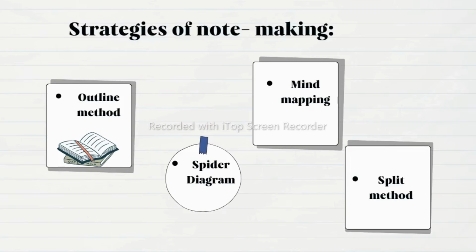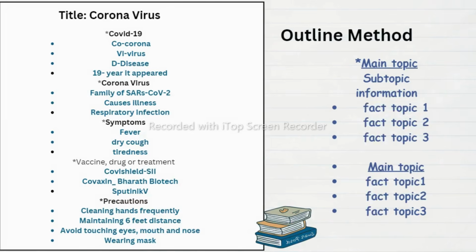Now there are so many strategies of making notes. For example, you can see on the screen the outline method, mind mapping, split method, spider diagram, and many more. Let's see some of these in detail. Now let's see the outline method. What is the outline method here? So the outline method involves selecting 4 or 5 keywords or phrases to summarize the whole passage. As you can see on the screen here, before summarizing this COVID coronavirus, we have simply written some title, means main topic, then subtopic, then we have given some facts. So this is called the outline method.